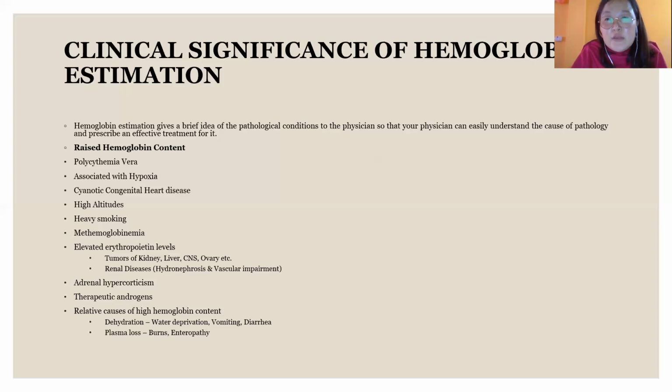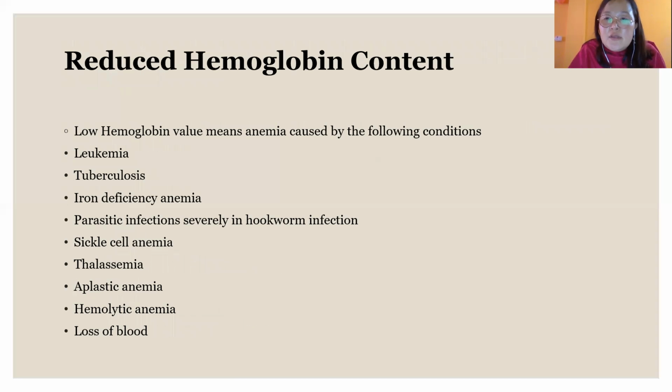Other physiological conditions associated with increased hemoglobin are dehydration and plasma loss, maybe due to burns. Those are the conditions in which hemoglobin can be raised. If hemoglobin concentration is reduced, it can be due to many causes like tuberculosis, leukemia, iron deficiency anemia, parasitic infestation or infection, sickle cell anemia, thalassemia, aplastic anemia, hemolytic anemia, and blood loss. In those cases also you will see reduced hemoglobin content.